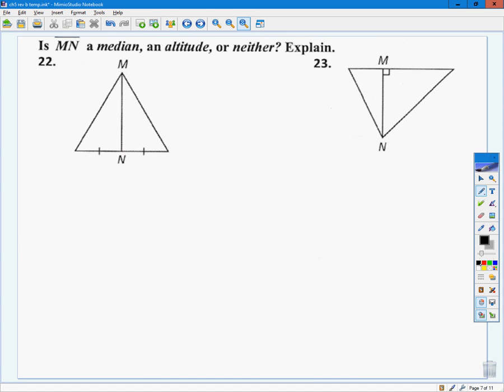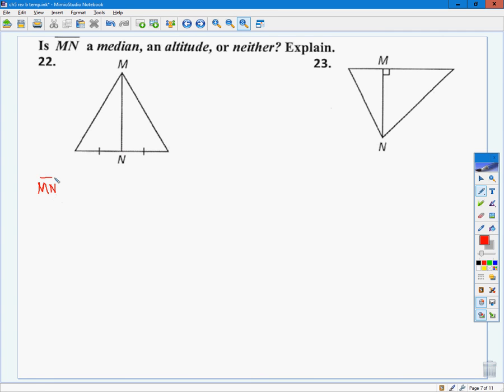You absolutely need to know your definitions. A median is connected from a vertex to a midpoint of the opposite side. An altitude is connected from the vertex perpendicular to a line containing the opposite side.